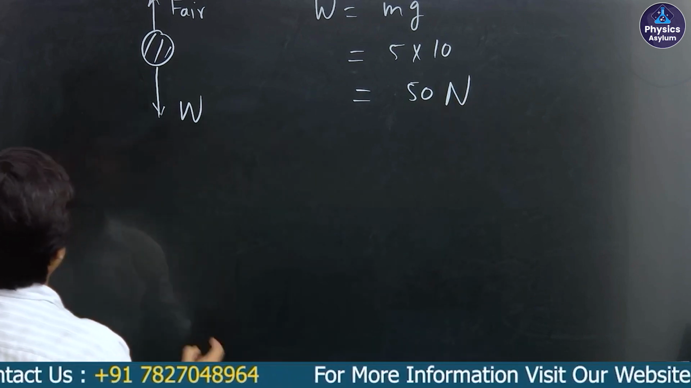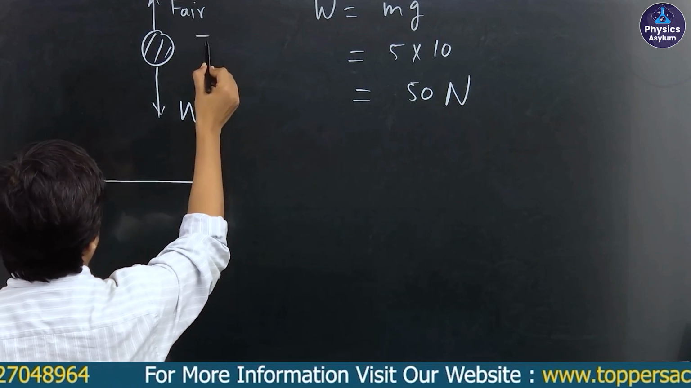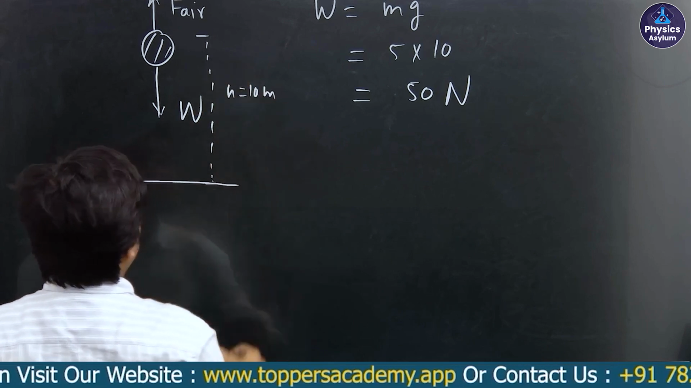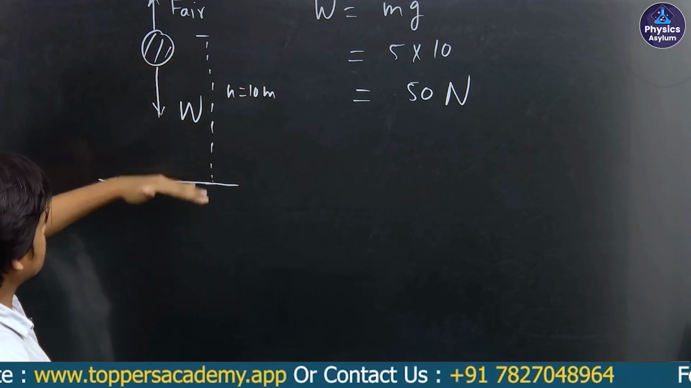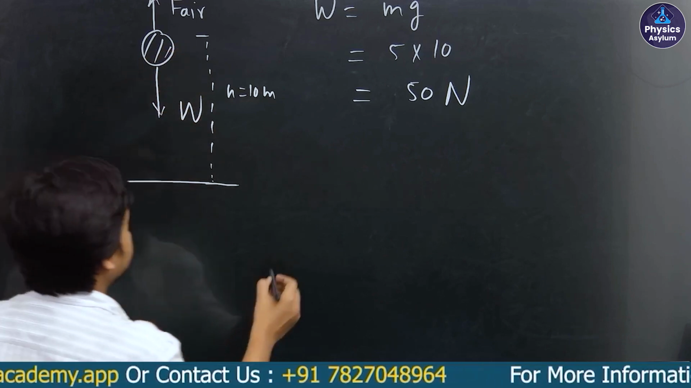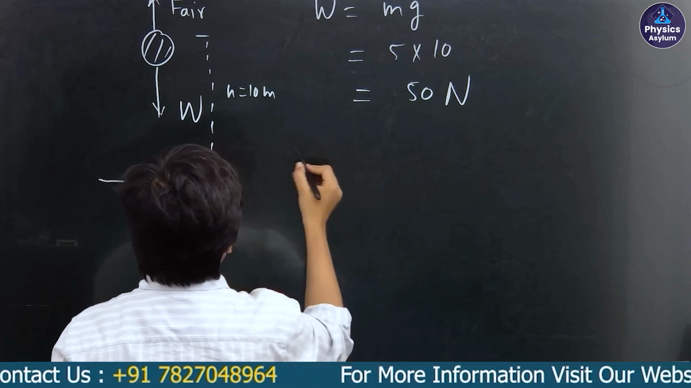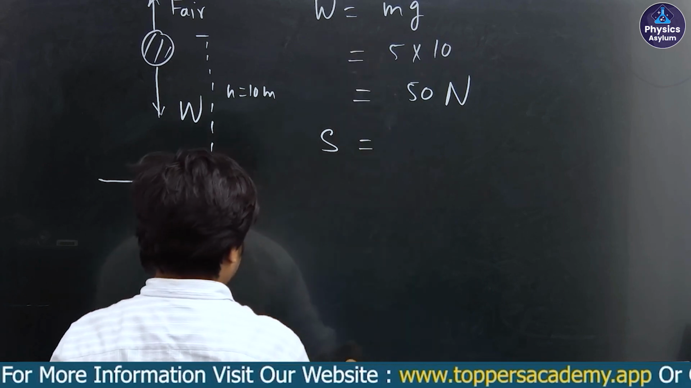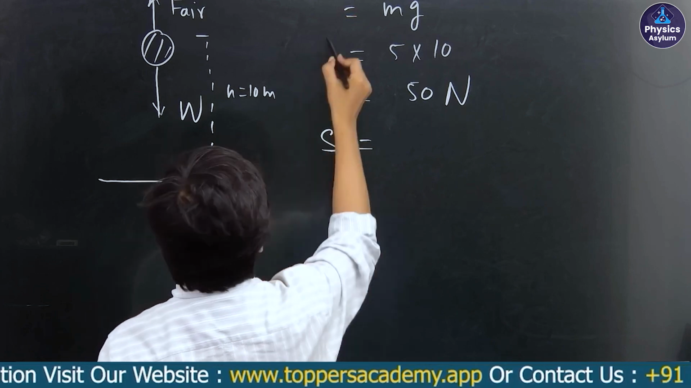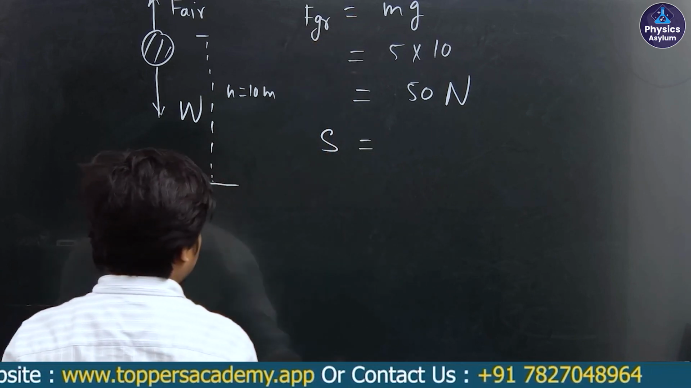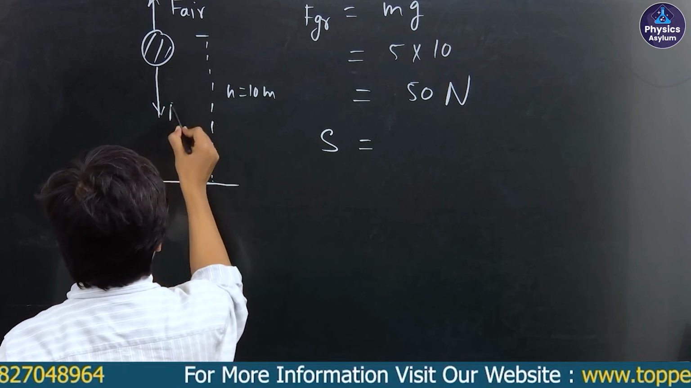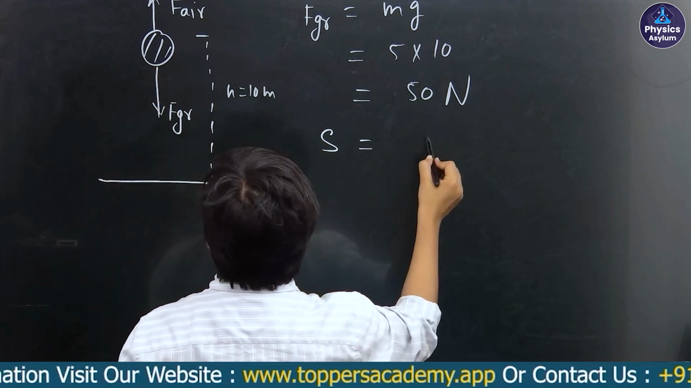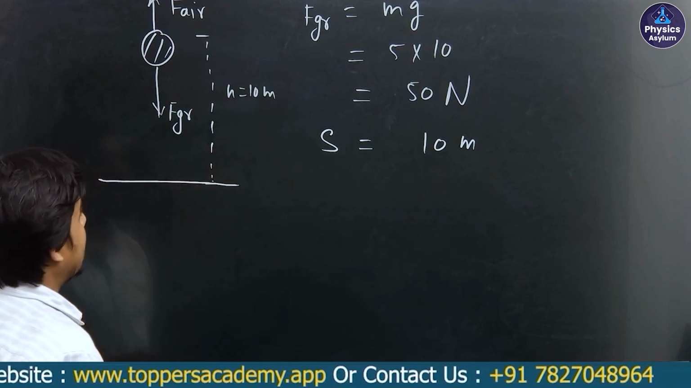Now, when this ball has touched the ground, it starts from this height h equal to 10 meter and it touches the ground. So in that process, during its motion, what is its displacement? Force due to gravity. That weight is actually force due to gravity. Now what is the displacement of the ball? That is 10 meter. I'm only talking about their magnitude.